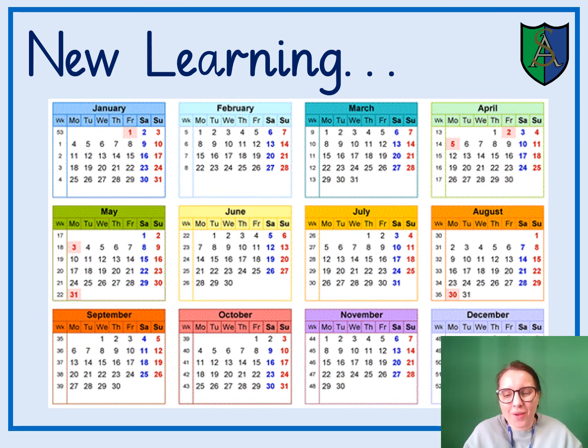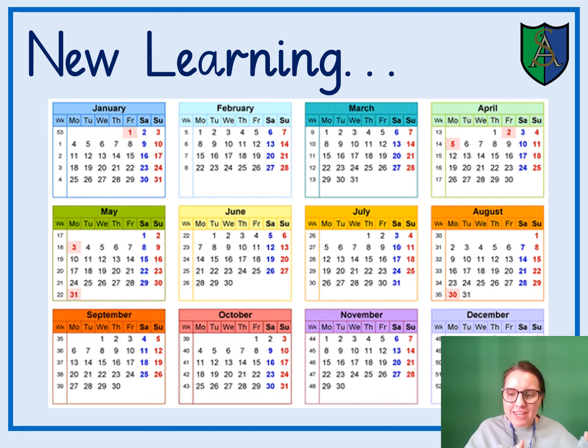Okay, children, so this is the next part of your new learning today, okay? We've looked at days of the week, now we're going to look at months of the year. And if we look here, we've got something called a calendar. Now, a calendar shows us our whole year in one big picture, okay? And what we can do is look at all of the months. And if we were to count how many months there are all together, there are 12, aren't there?